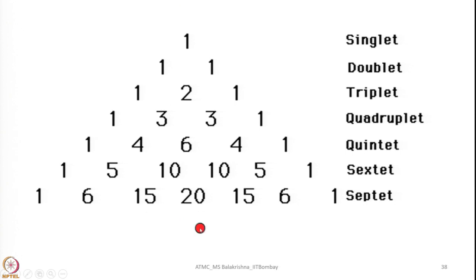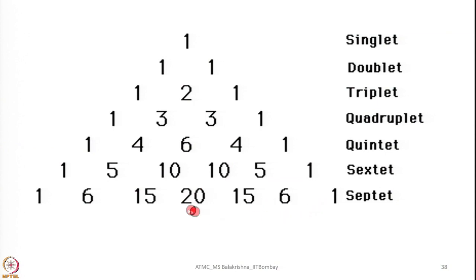Of course, you can also examine this by considering 6 equivalent protons as 6 arrows and arranging them. All 6 are first upward, and then 5 are upward and 1 is down, and that 1 can be the 5th one, 6th one, or 1st one, 2nd one, like that. You have 15 options. And then when you have 2 downward spins and 4 upward spins, you have 20 options, and again it repeats in the same sequence, and we end up with 7 lines in a multiplet, a septet, having this intensity. I will show you in the case of isopropyl how 7 lines come.